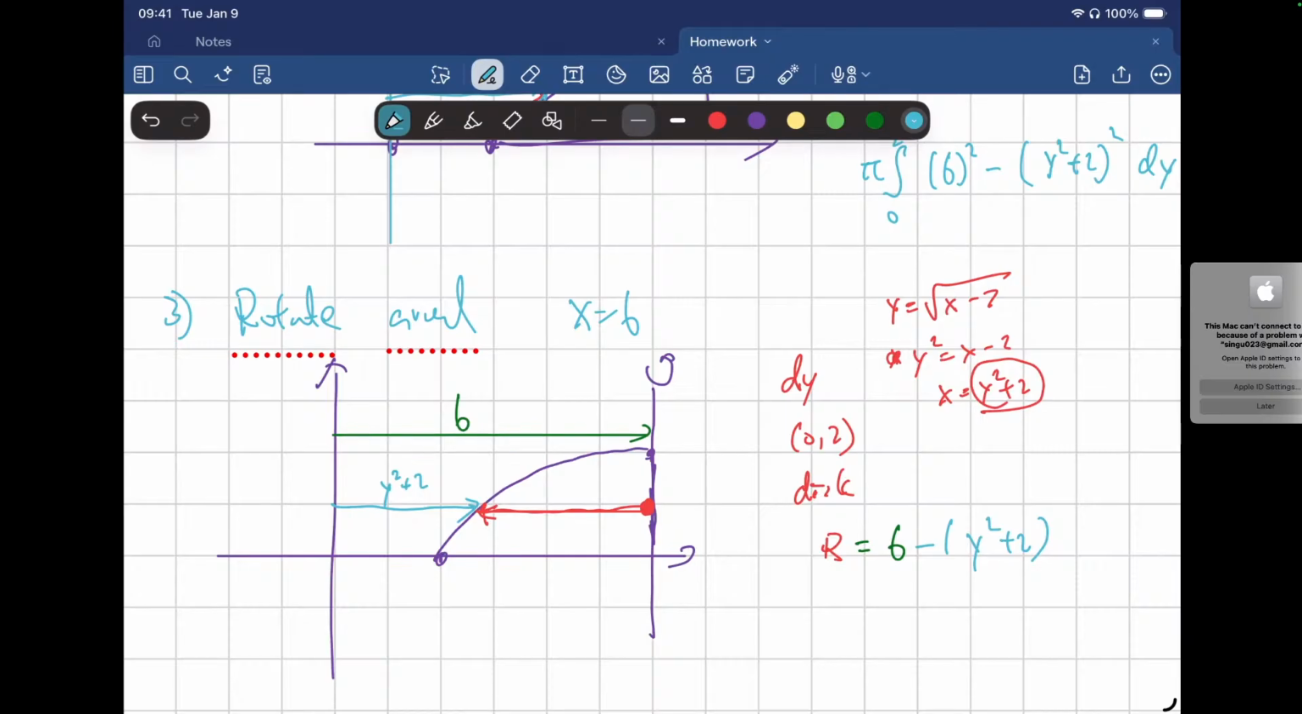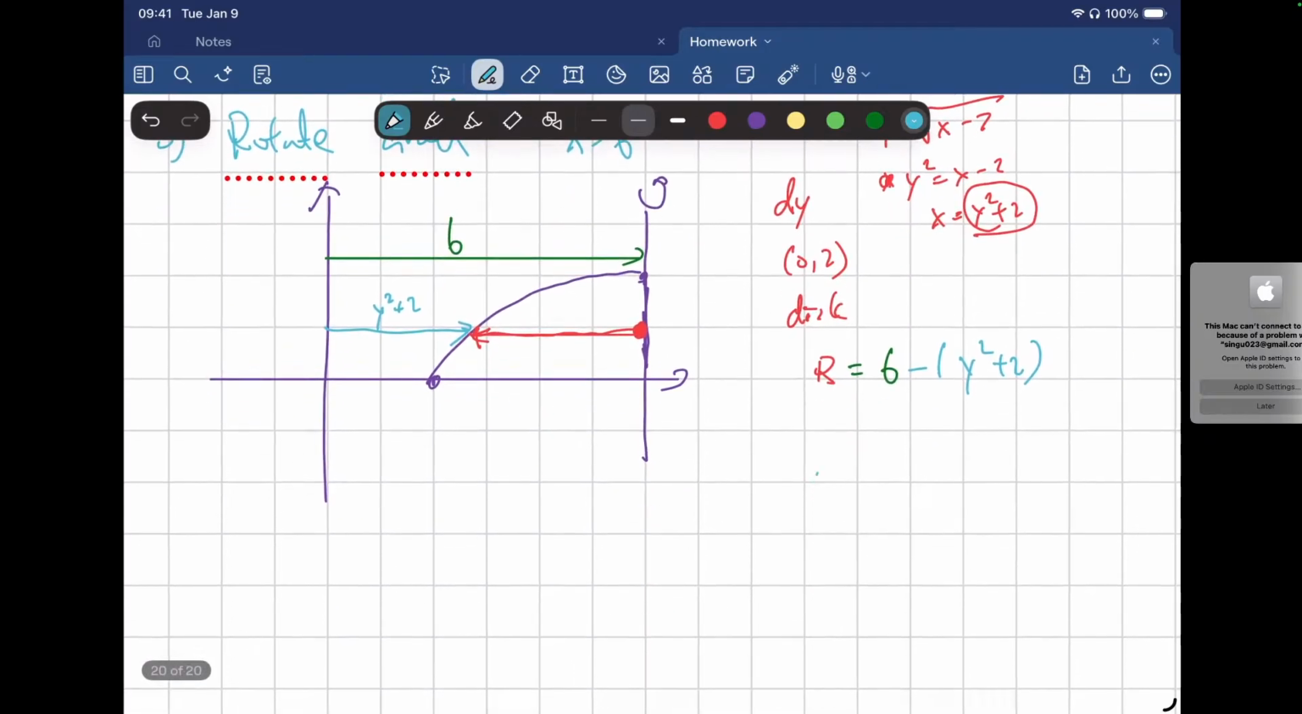Emily, you got it? Okay, so then it's going to be integration from 0 to 2. Don't forget pi. It's a disk, so that's only one R. So you're going to take the 6 minus y squared plus 2, parenthesis, square dy. You have to have parenthesis, because there's double parenthesis there. Then you say, can I distribute that? No, don't distribute that. Just leave it like that.